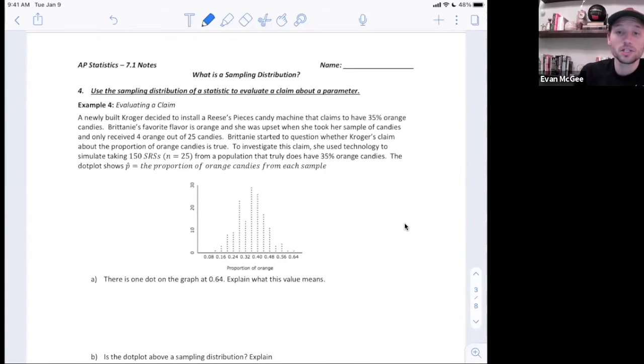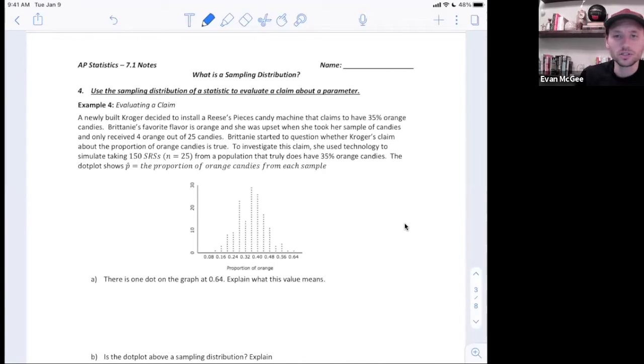So using the same information we just talked about, now we're going to talk about the next objective and use the sampling distribution of a statistic to evaluate a claim about a parameter. So a newly built Kroger decided to install a Reese's Pieces candy machine that claims to have 35% orange candies.